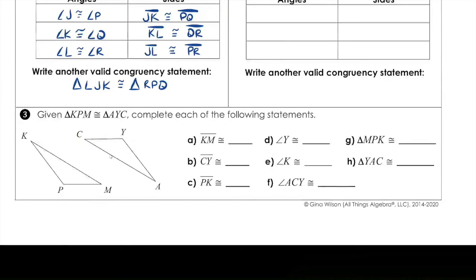PM gets our double tick. Who gets our double tick in the right? YC. And then that leaves KM to be our triple tick and AC to be our triple tick. So yeah, just like we add a hoop to show a different relationship.